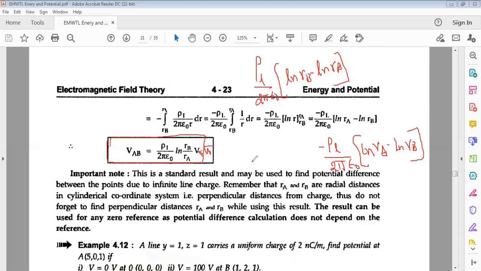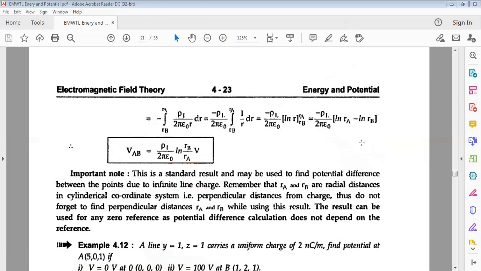This is a standard result and may be used to find the potential difference between two points due to the infinite line charge. The result can be used for any zero reference, as the potential difference calculated does not depend on the reference. This is a standard result and may be used to find the potential difference between points due to the infinite line charge, my dear friends.